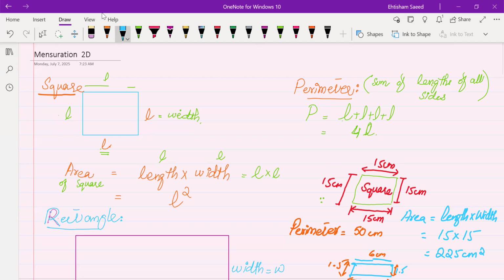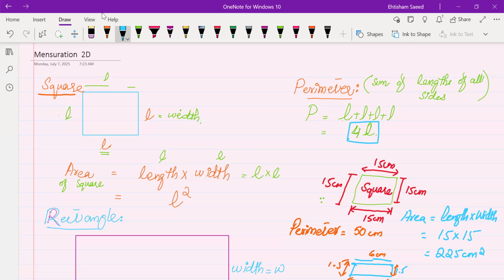Now we are going to solve a question on a square. This square has 15 centimeter length. Width is also 15 centimeter, and this side is also 15 and this is also 15 centimeter. Finding the area: area is equal to length multiplied by width. Length is 15 multiplied by width 15, so area is equal to 225 centimeters square.